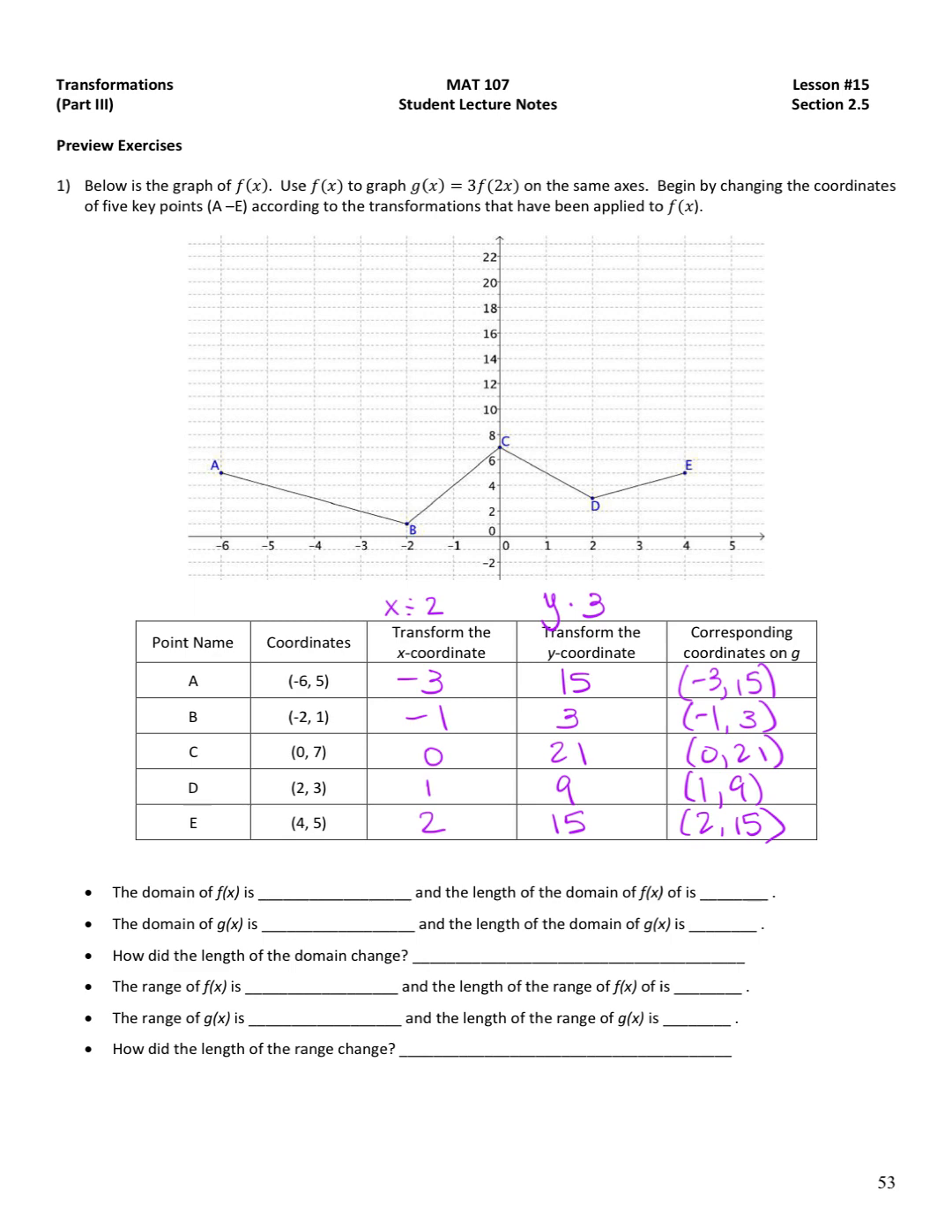So (-3, 15), (-1, 3), (0, 21), (1, 9), and (2, 15). And then we connect them with straight lines because that's how the original was connected.